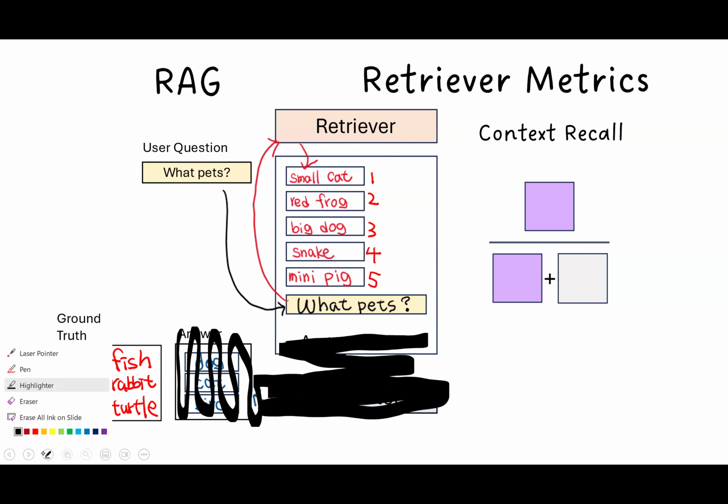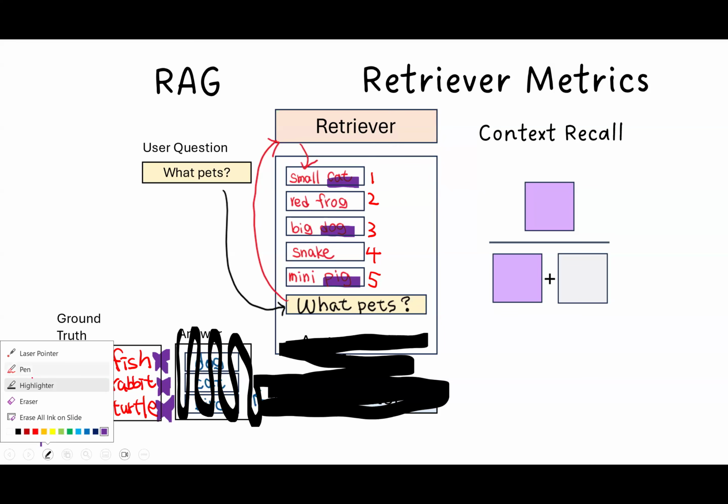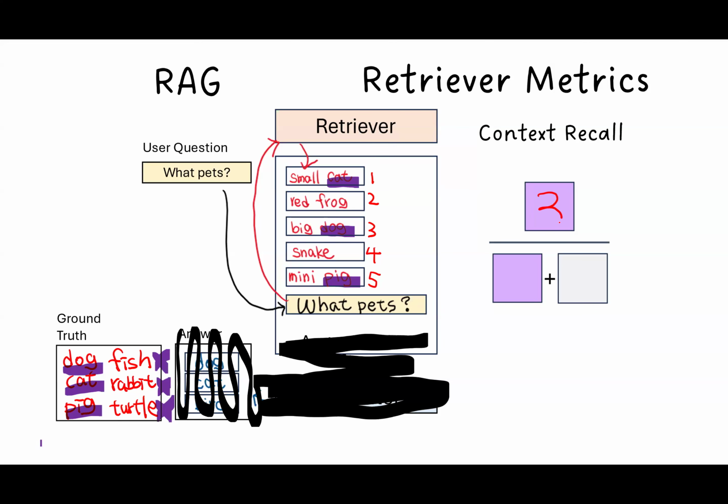And now I'm going to do some labeling. I want to label whether they are relevant. So let's look at the retrieved result. These are the ground truths. Is dog in the retrieved result? Okay, here. Is cat also in the result? Yes, here. Is pig in the result? Yes. Is fish in the result? No. Is rabbit in the result? No. Is turtle in the retrieved context? No. So I have 3 out of 6 recalled in the context by the retriever. So if I bring up my pen, this is 3 relevant plus 3 not relevant.